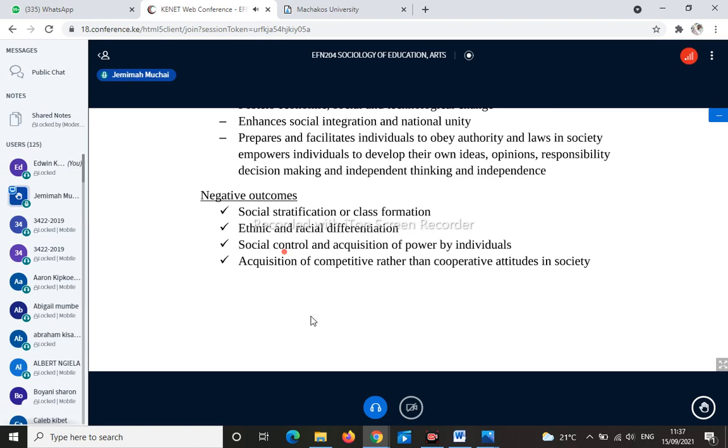Your leaders, are they good leaders or are they there to gain? They are there because they are gaining something. Acquisition of competitive rather than cooperative attitudes in society.